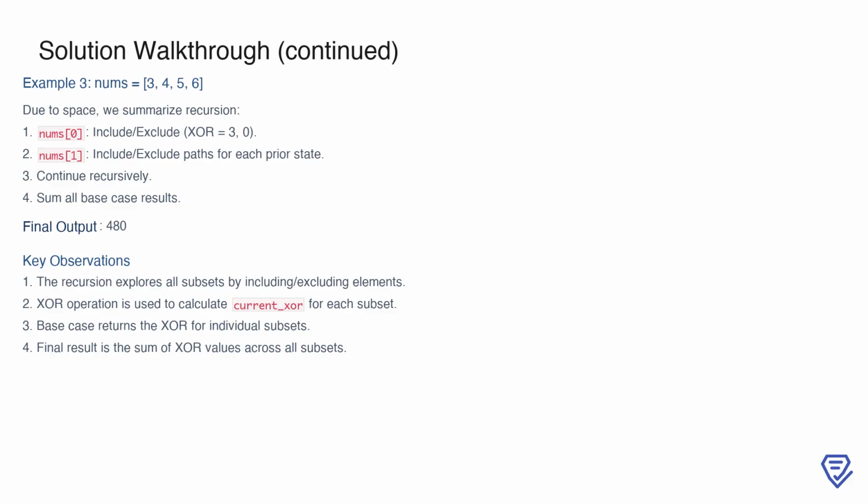This example emphasizes key observations about the approach. The recursion systematically explores all subsets by including or excluding each element. The XOR operation is used to compute the current XOR for each subset, and the base case returns the XOR for individual subsets. Finally, the overall result is obtained by summing up the XOR values of all subsets.